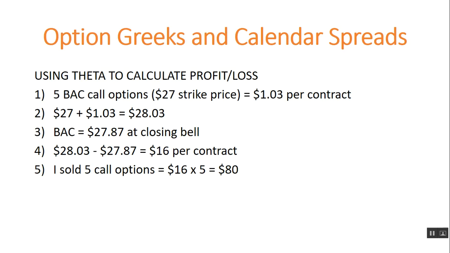I sold the 5 call options at $16, or I'm sorry, I sold those 5 call options, so I take the $16, multiply it by the 5, and I stand to make $80 between now and November 17th.